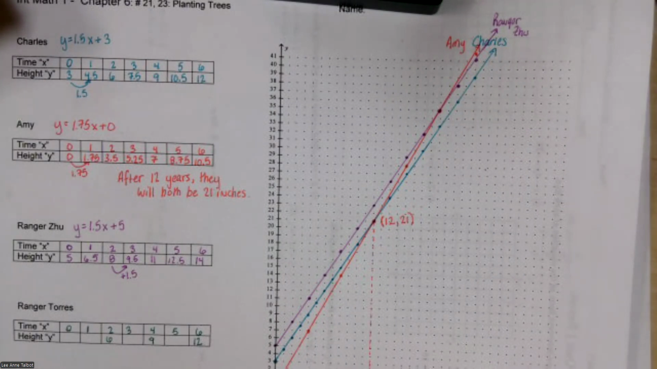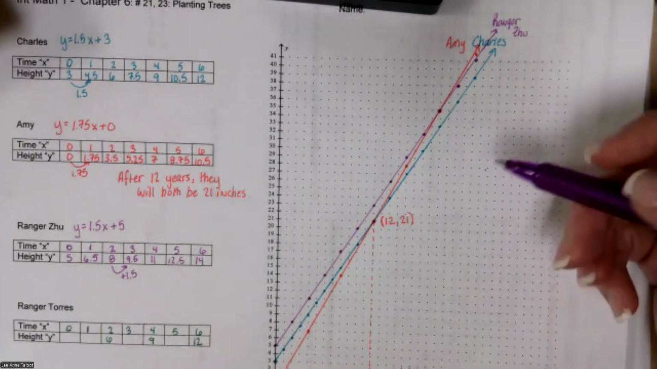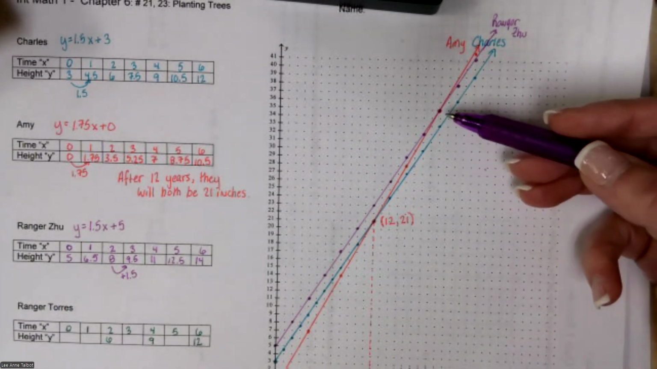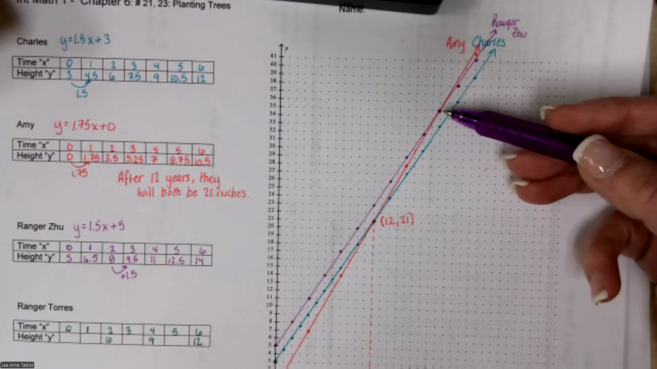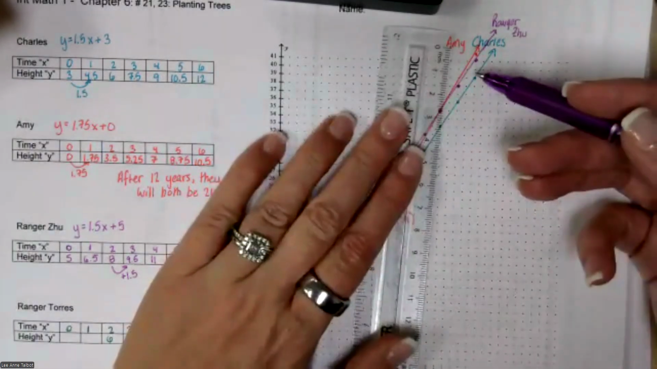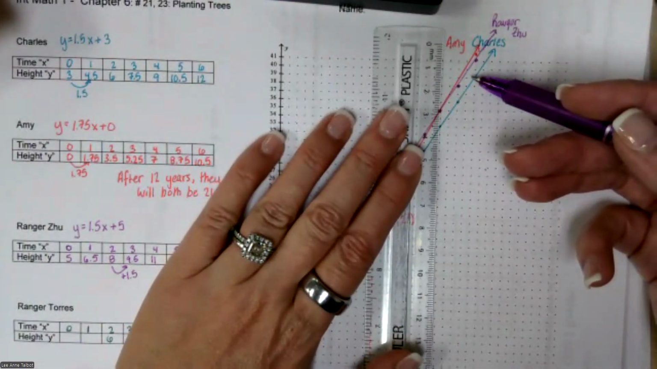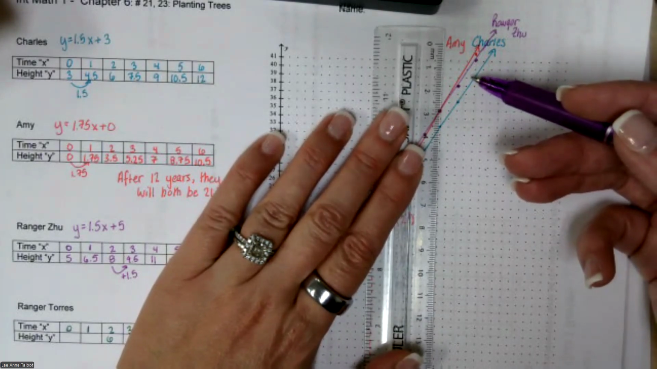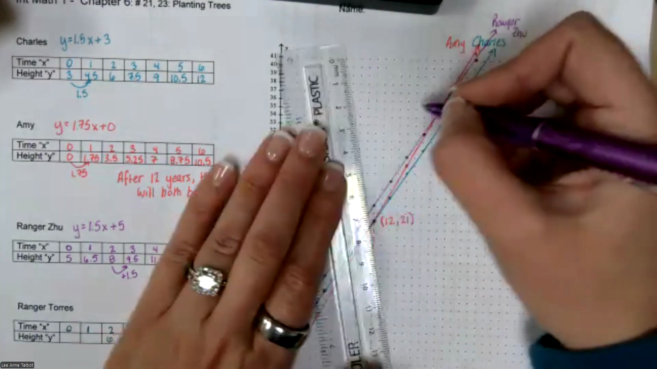Okay, so I'm going to ask you the same question about Ranger Zoo and Amy. Will Ranger Zoo and Amy ever have their trees be the same height? So on mine, it's the purple and the pink. They cross right here, right? So at 2035.